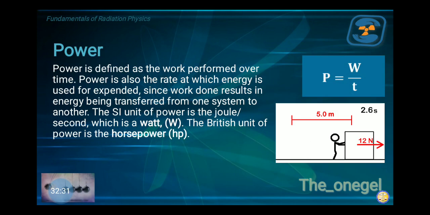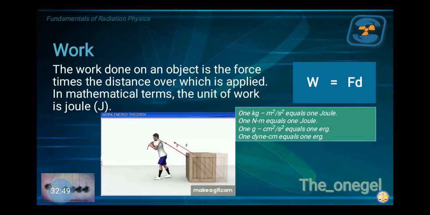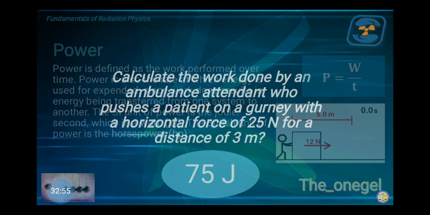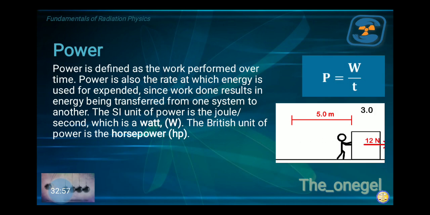Power. Another variable in a branch of physics, which is mechanics, is of course the power. Power is defined as the work performed over time. Power is also the rate at which energy is used or expended. Remember this, because later we will come back to power based on the discussion of energy.